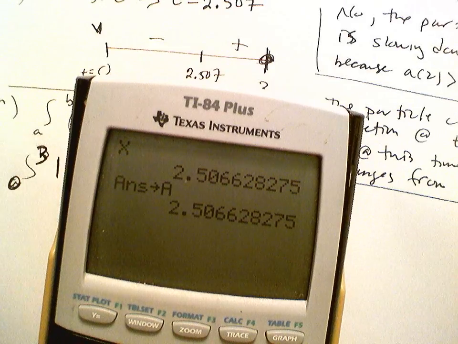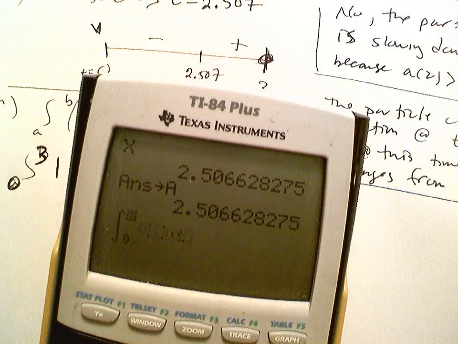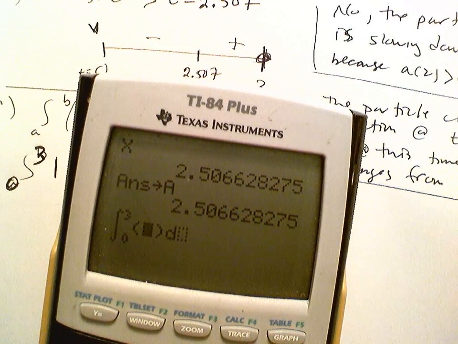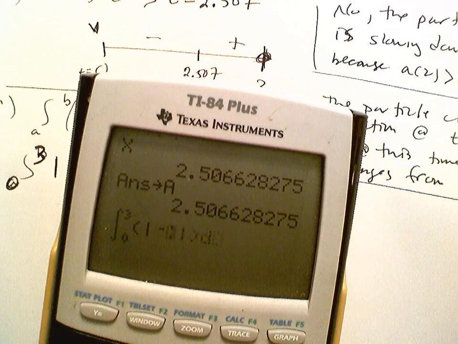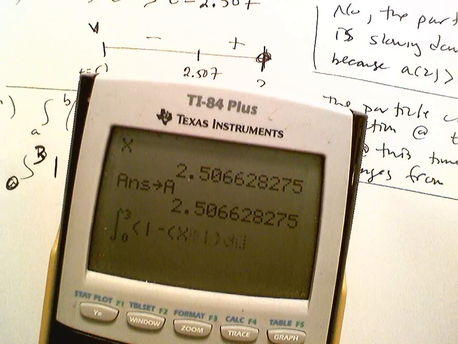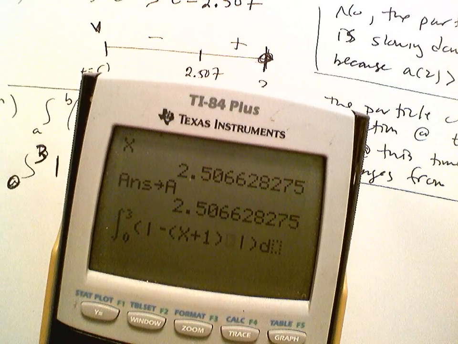So math 9, 0 to 3, math over, that's absolute value, and then I plug in the velocity function. Sine.